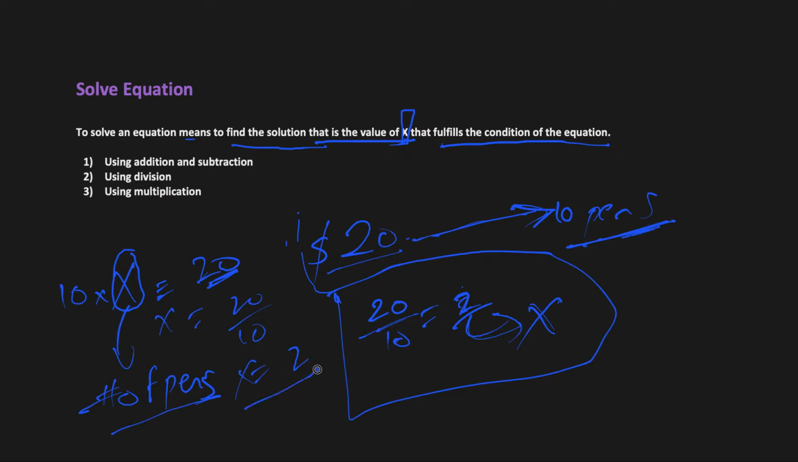So we figured out that x is the cost of each pen. It's not the number of pens, it's the cost of each pen. It's $2. So we can see that x equals 2 fulfills the condition of the equation. And it's okay if you still have questions from this example.